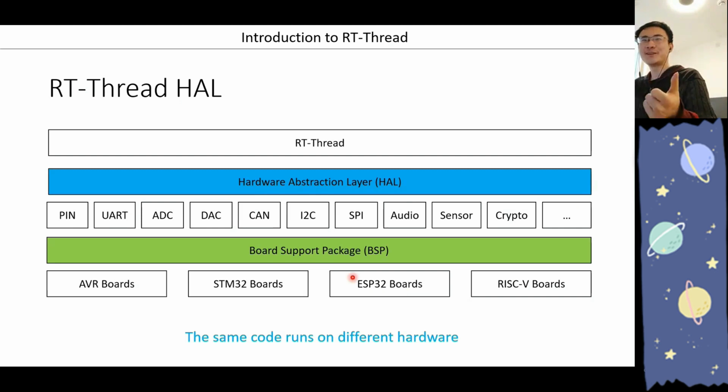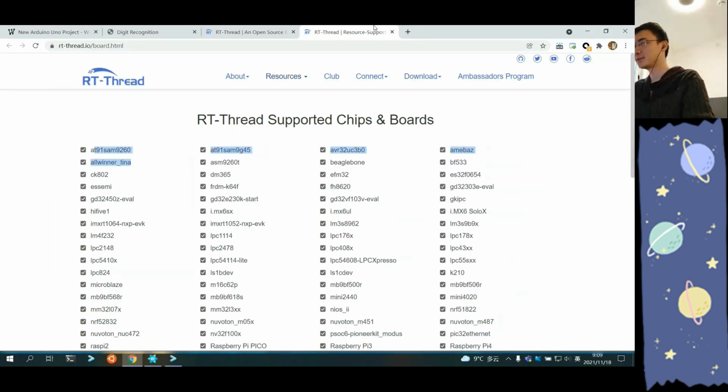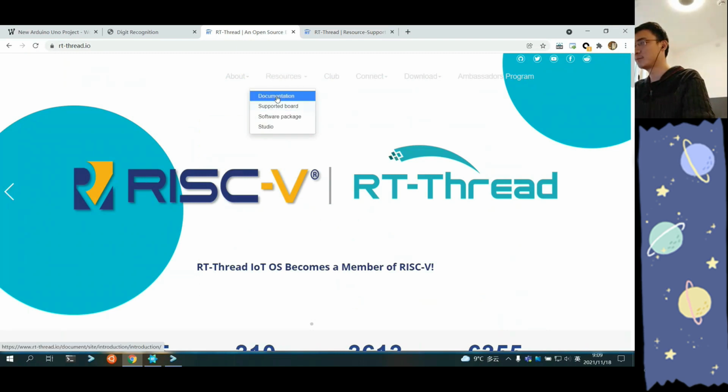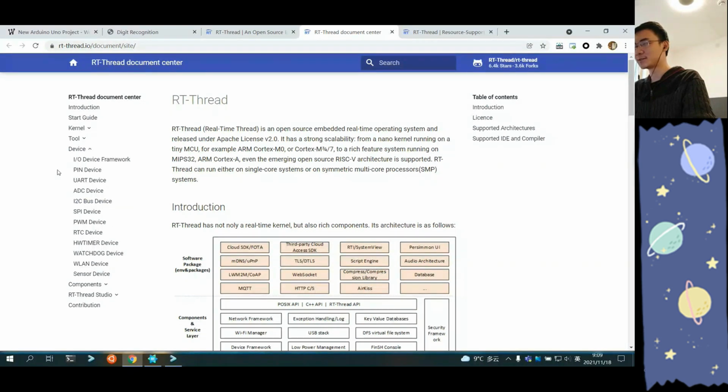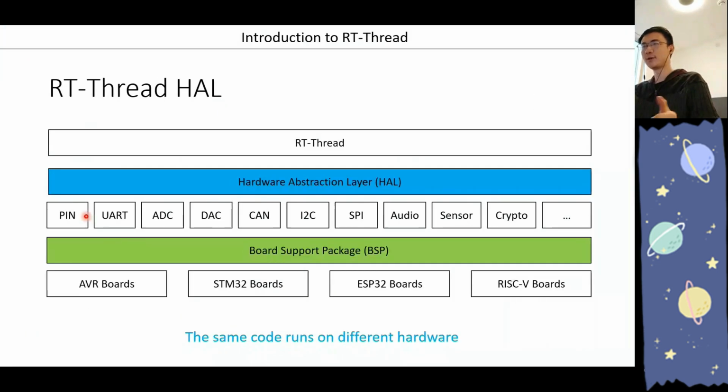Actually, I've already introduced this before. With the hardware abstraction layer, the same code runs on different hardware because it provides abstraction for pin device, UART, analog to digital converter, digital to analog converter, CAN bus, I2C bus, SPI bus, etc. You can find the documentation online. So here's the documentation, and you can find all different kinds of devices here. So this is the hardware abstraction layer.